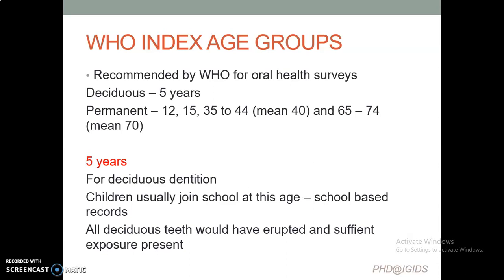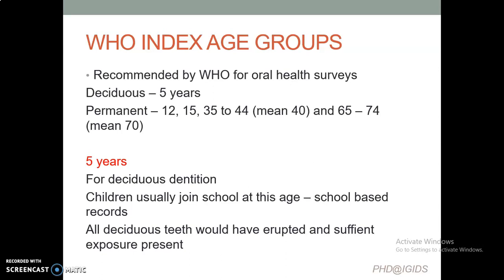The first deciduous index age group is 5 years. Now for deciduous dentition, 5 years is a time by which all the deciduous teeth would have erupted and there will be sufficient exposure of about at least 2 to 2.5 years for the last erupted tooth. That is, by around 2.5 years all the deciduous teeth would have erupted, and for a disease like caries, it is not something that happens immediately. It takes time. It is all a chronic disease. So the rest 2 to 2.5 years is an exposure time to study dental caries.